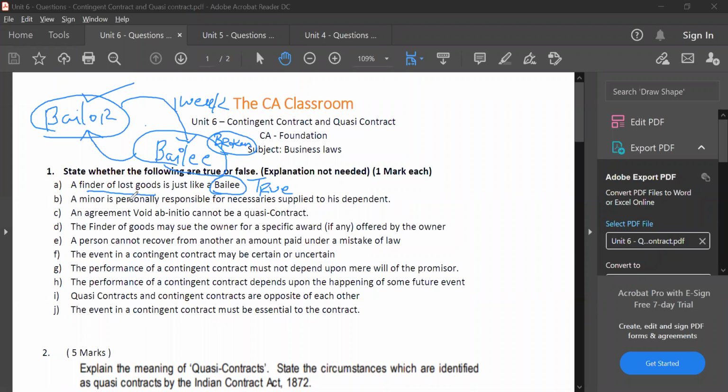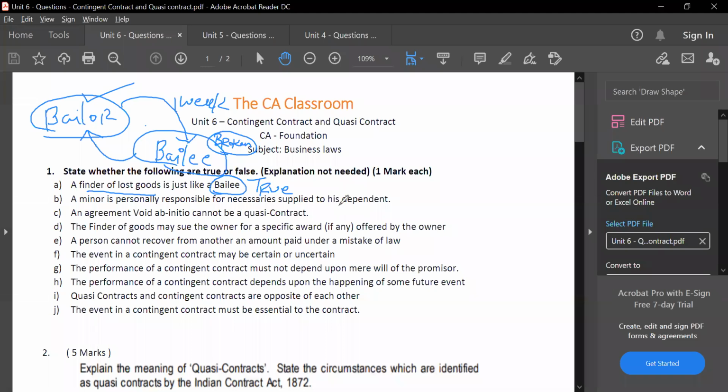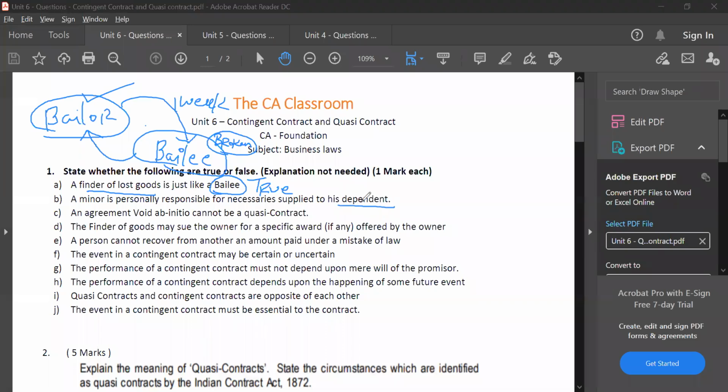A minor is personally responsible for necessaries supplied to his dependent. Sir, I didn't understand this. To his dependent. Dependent means, say, parents, elder brother, and all of that. People who are dependent on the minor. So what they're saying is, let's say the minor has another brother. Somebody is supplying goods to the minor's dependent. They're asking if the minor is personally responsible. No, a minor can never be personally responsible. Therefore, the answer is false. Only the personal property of the minor will be responsible.